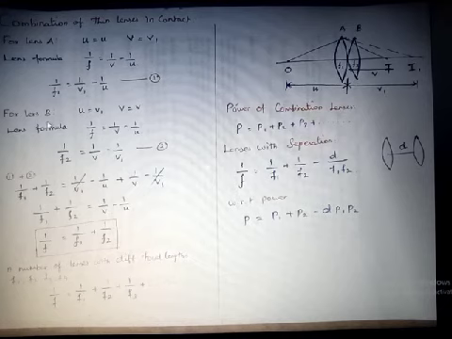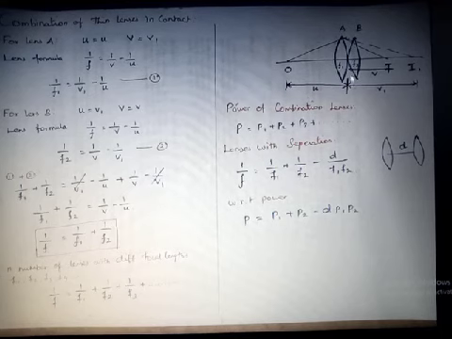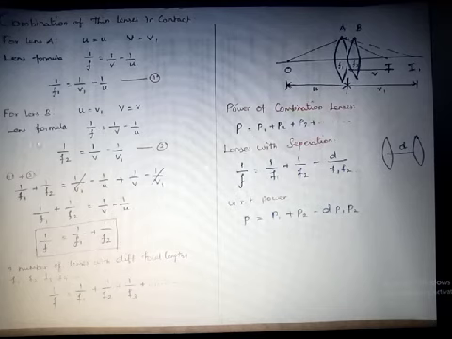And for the second lens, consider U is equal to V1. Why? Because this image is the object for the second lens, right? So U is equal to V1, and V is equal to V. This is the original image which is captured over here. Here also we are using the lens formula: 1 by f is equal to 1 by v minus 1 by u.